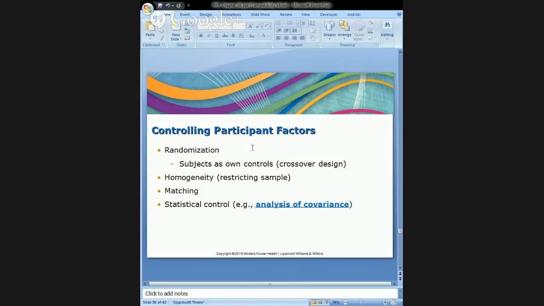Matching is done whenever, say you have one woman and she's 48 and she has 4 children and she lives in southern West Virginia, then in your control group you would find another 48-year-old woman with 4 children who lives in West Virginia. There are also statistical measures that can be used to control for participant factors.